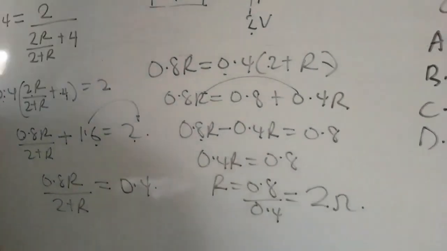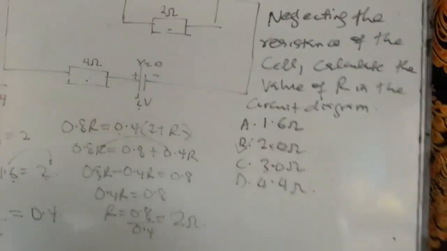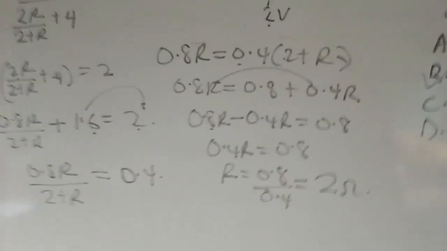So the correct answer to this question is option B, which is 2 ohms. That's the value of the external resistor. Take a look at our working and understand what we have done.